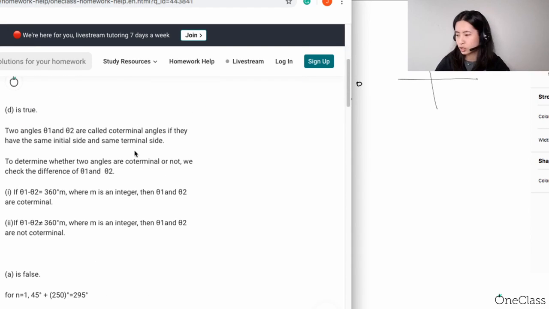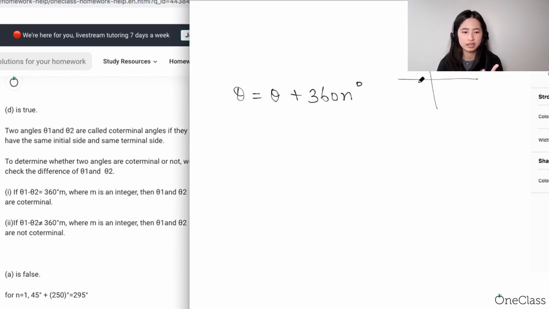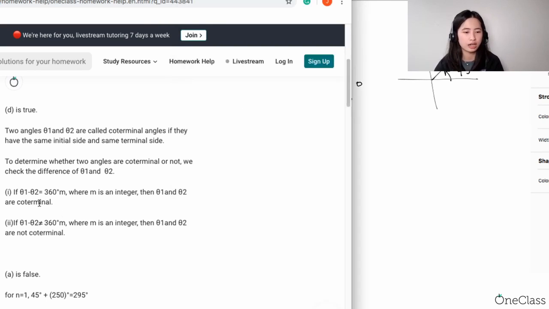Okay, so let's try to read what they have. It says two angles, theta 1 and theta 2, are called coterminal angles if they have the same initial side and same terminal side. That's right. Okay, great. So when they say initial side, for example, remember the 45 degrees that I mentioned? This is the initial side, and you have another angle that's going this way, and this is your terminal side. So that's what theta 1 and theta 2 are.